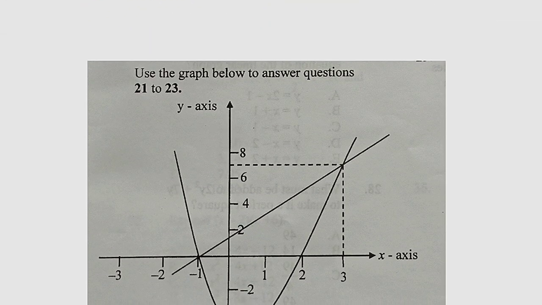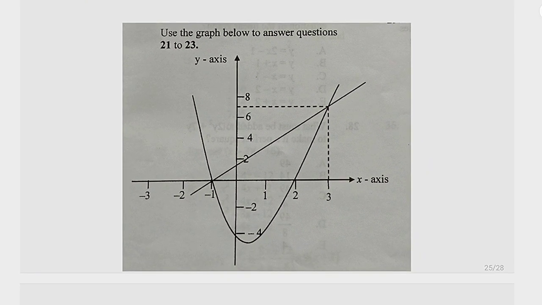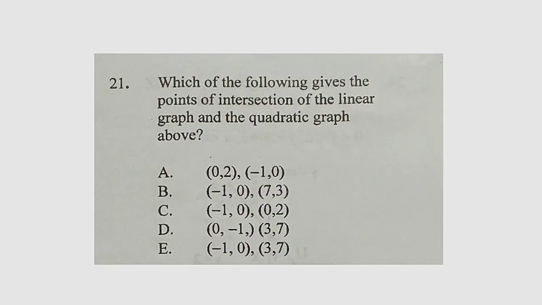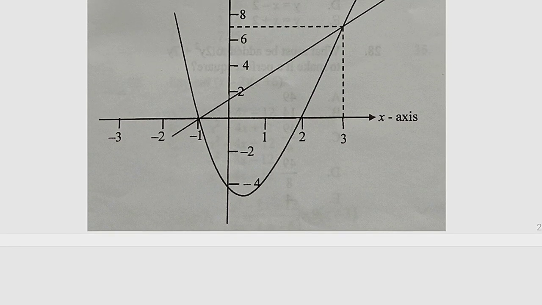Question number 21. We are asked to use this diagram to answer question 21 and question number 23. Just study the diagram. You can see we have two graphs here, a quadratic graph and a linear graph, and they intersect at some points, this and this. So let's go to the questions. Question number 21 reads, which of the following gives the points of intersection of the linear graph and the quadratic graph?